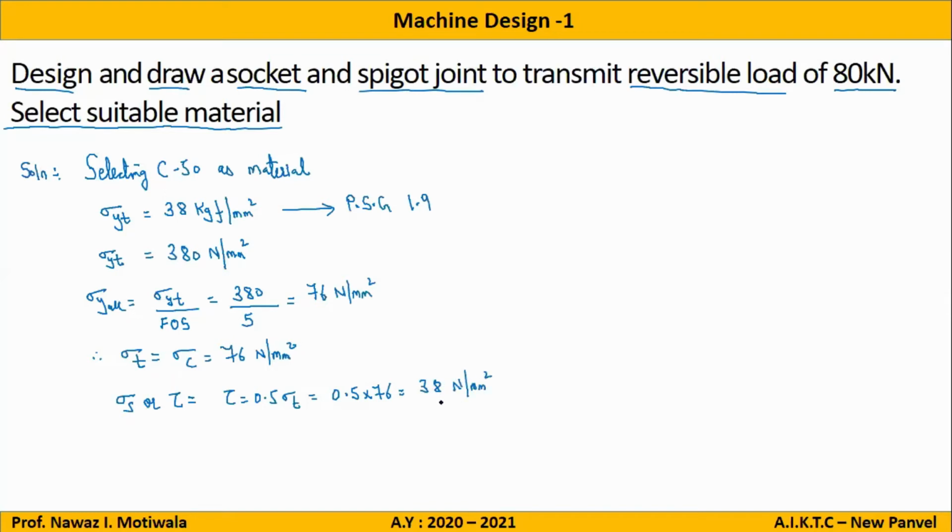Is it correct, 38? Yes, sir. Okay. So sigma x we got, sigma t we got, sigma c we got. What is the next remaining part? Sigma b. Sigma b, that is the bending stress.